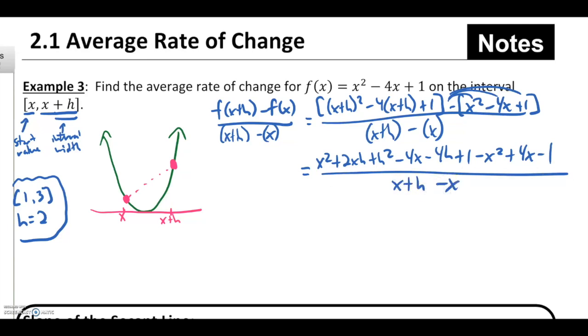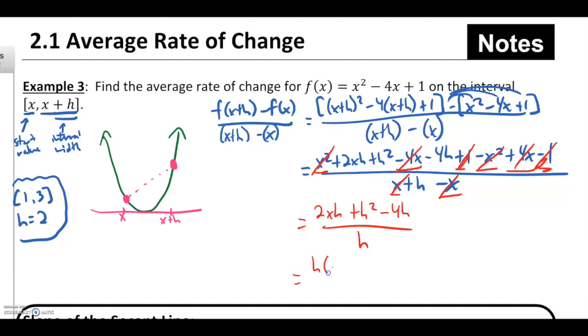Now we'll see that some nice things are going to happen to this long, complicated looking expression. I've got an x squared and a minus x squared. Well, those are 0. A minus 4x and a plus 4x, also 0. And a plus 1 and a minus 1, also 0. In the denominator, I have an x minus x, which are also gone. And what I'll be left with is 2xh plus h squared minus 4h, all over h.